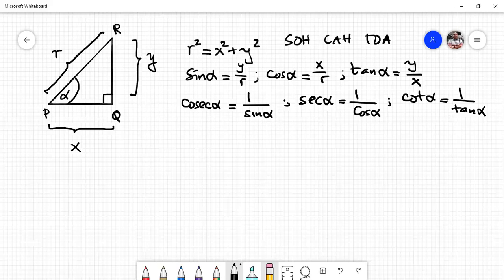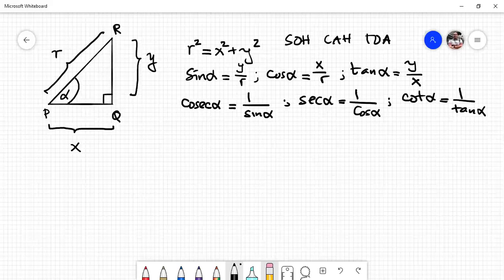Yeah, those are the basics that you need to remember and understand first before we go further to figure out another trigonometric identities formula. Okay, so that's the reciprocal of sine, cosine, and tangent.